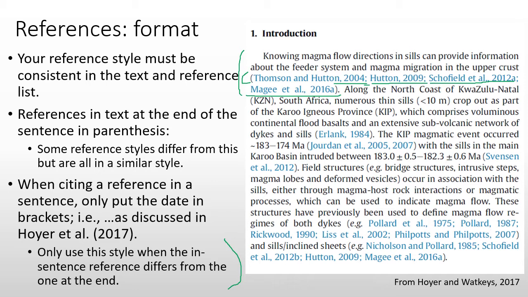So for example, if you look at this sentence here, you'll see it starts here, the KIP magmatic event occurred at that date, and that date has been referenced, with the sills in the main Karoo Basin intruding between a different date, and that has a different reference. So can you see how that reference pertains to that date, whereas this reference pertains to that date. So you can't have them all in one bracket because then we don't know where that information has come from. Another time when we need to use in-sentence references is when we are creating lists.